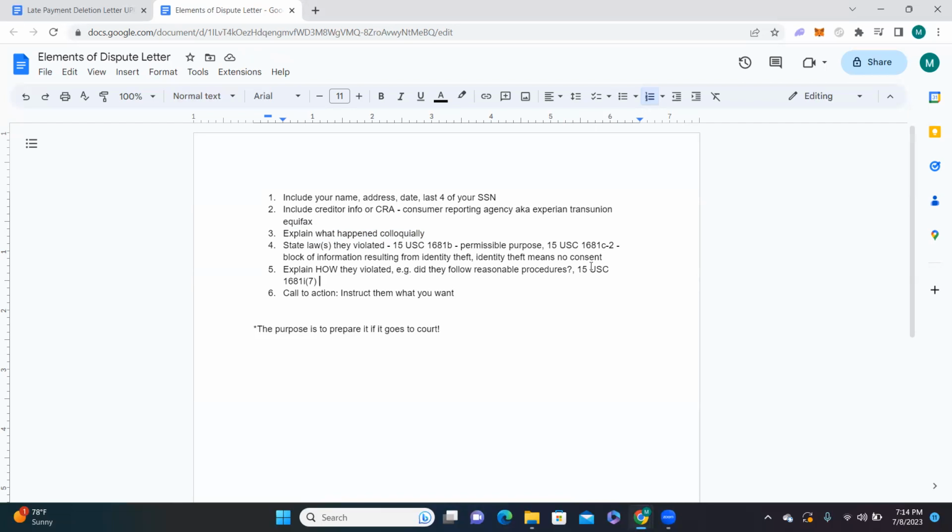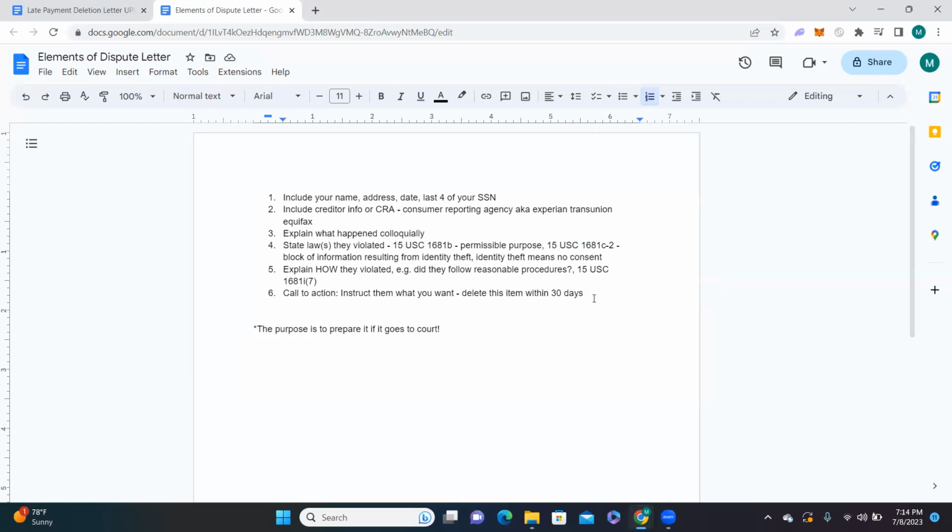And then the last thing, really, as far as your letter, you want to give them a call to action. So instruct them what you want them to do. Delete this item within 30 days if they can't provide proof of whatever. But just some extra credit information, if you go to 1681c-2, it says that the information is supposed to be deleted within 4 business days. So technically, if you enforce that law, it doesn't have to be within the 30 days, but it's really on you how you exercise it.